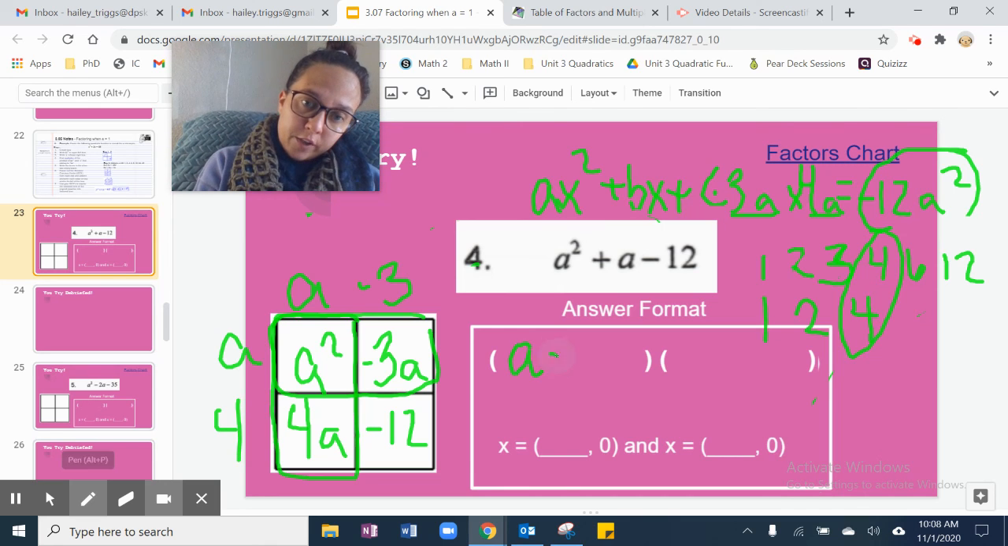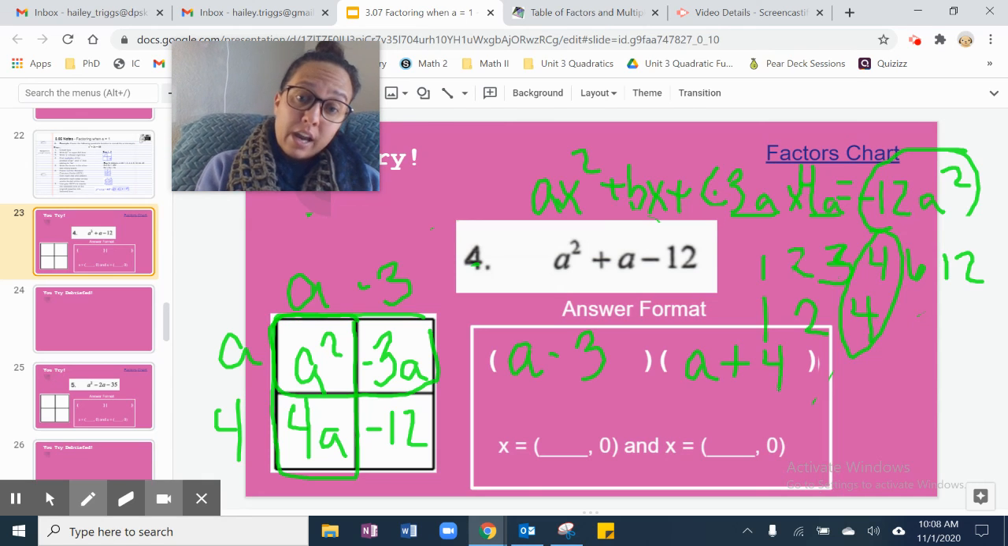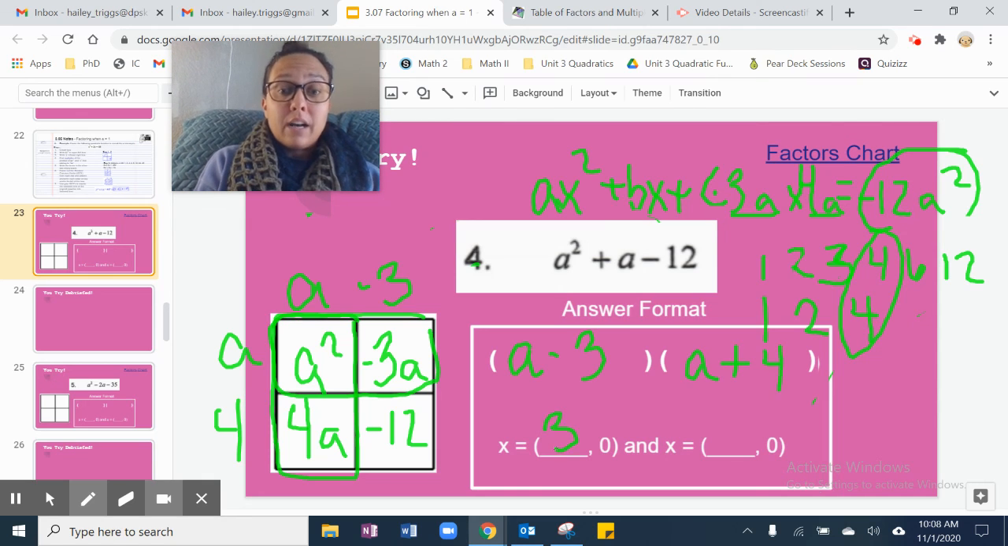So our first factor is a minus 3. Our second one is a plus 4. And this means that our x-intercepts are positive 3, 0, right, the opposite, and negative 4, 0.